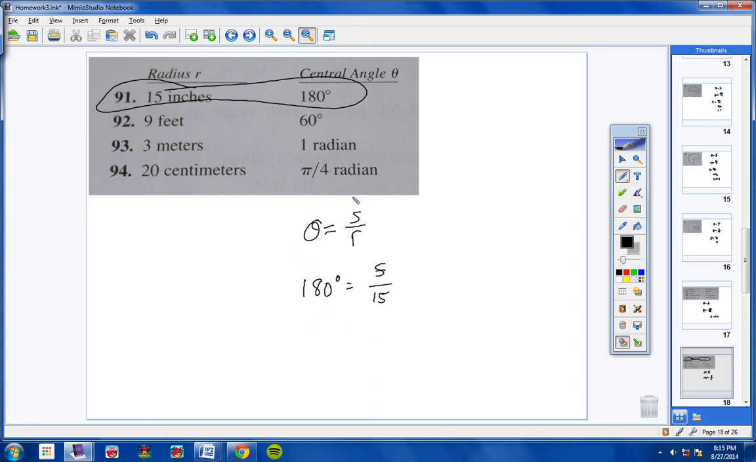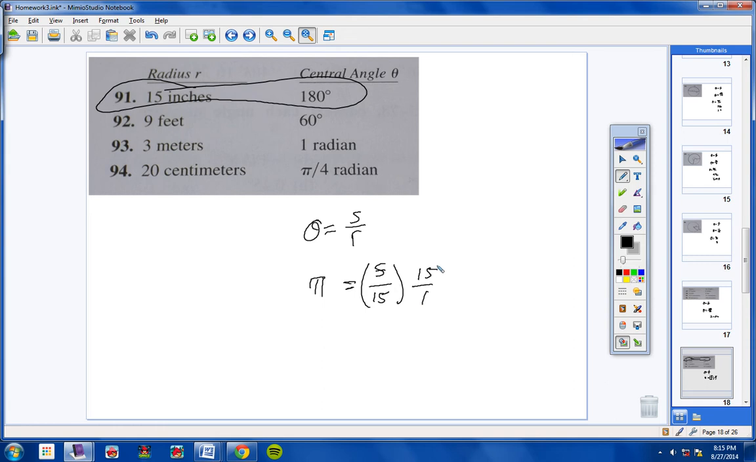Remember, in this formula, theta equals s over r, your central angle must always be in radians. So if you're given an angle in degrees, 180 degrees, that's fine, but you need to convert it over to radians. Theta in this formula is always going to be in radians, always. So if you convert 180 degrees over to radians, you will get pi.